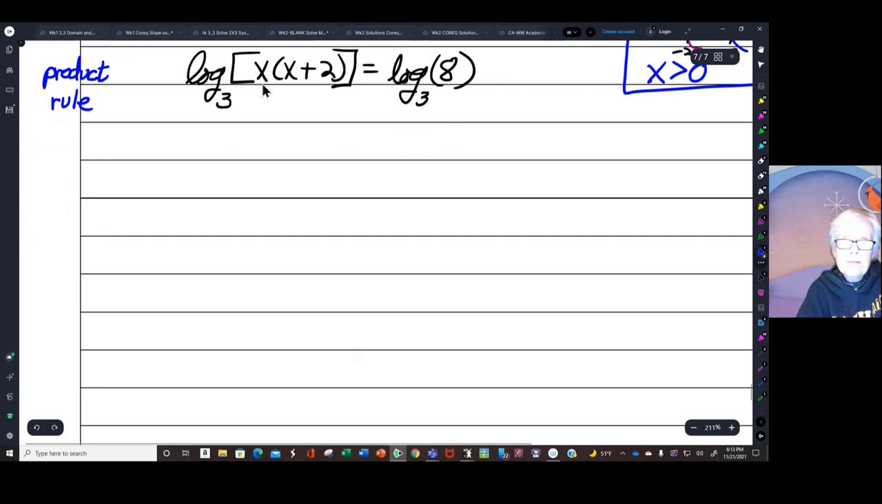All right, log base 3 of x times x plus 2 equals log base 3 of 8. 8 is just 8. There's no way to say 8's greater than 0. Well, of course 8 is greater than 0. But there's no x here, so we don't have to set up an inequality. Just in case you were wondering. We dealt with that before, but can't hurt to say it again.